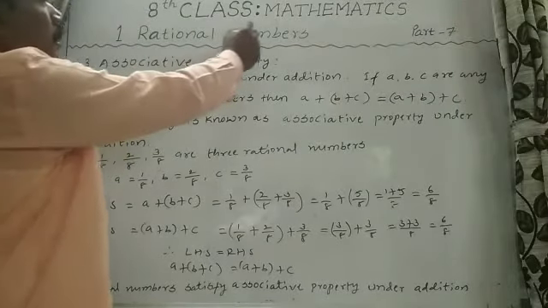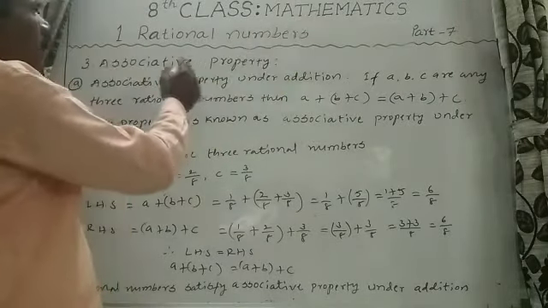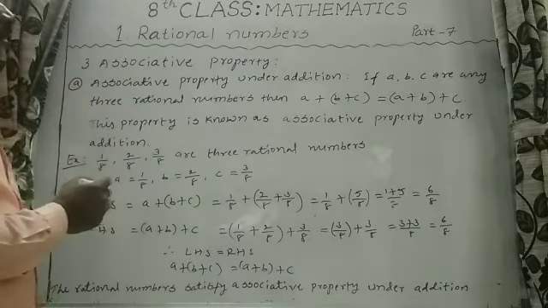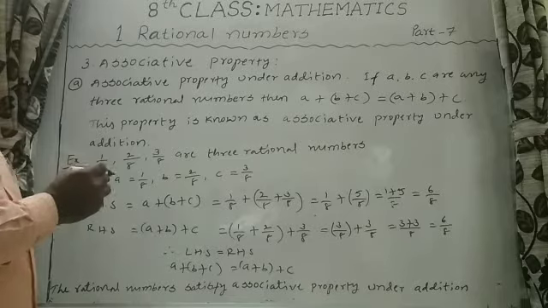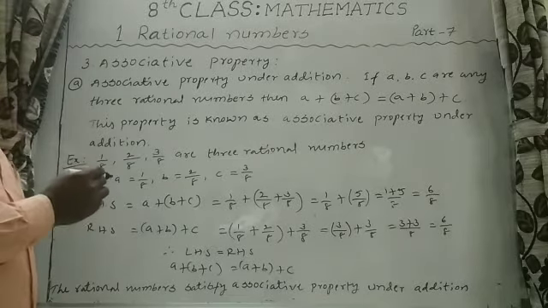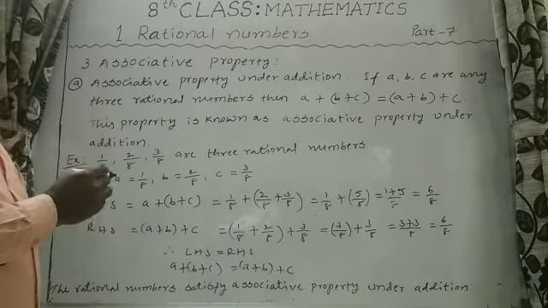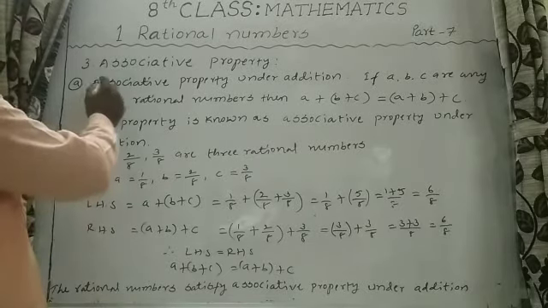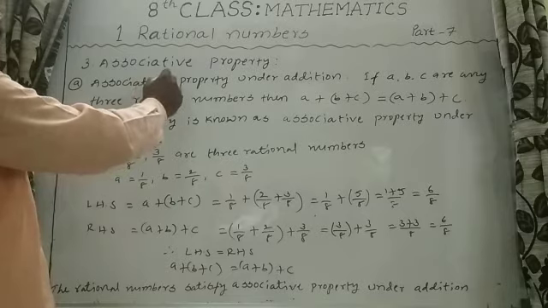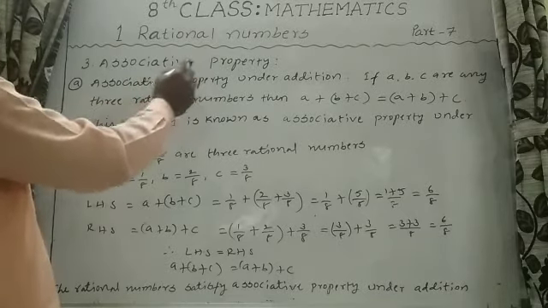8th class Mathematics, Rational Numbers. In the previous classes, we learned about some properties of rational numbers like closure property and the commutative property. Today we learn about the properties of rational numbers.